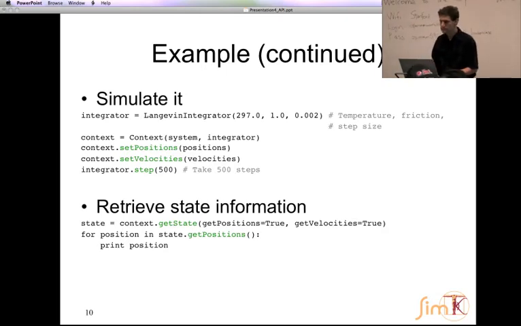So the context doesn't require topology to create, but the simulation object does. Is that because the simulation object contains reporters that need information from the topology? Right. That is correct.